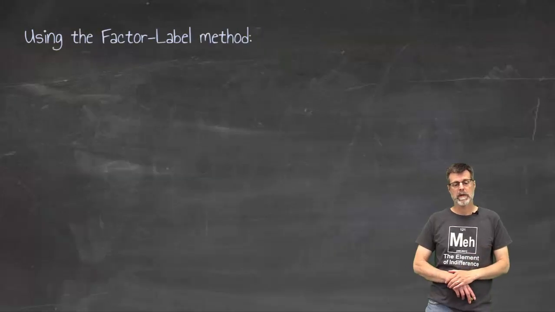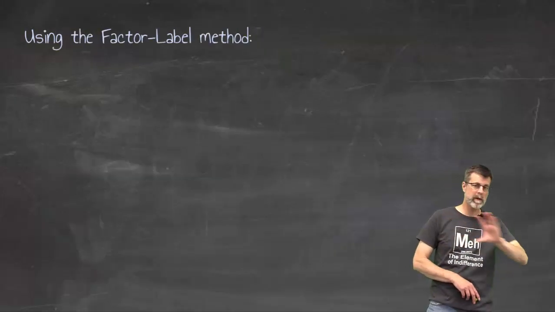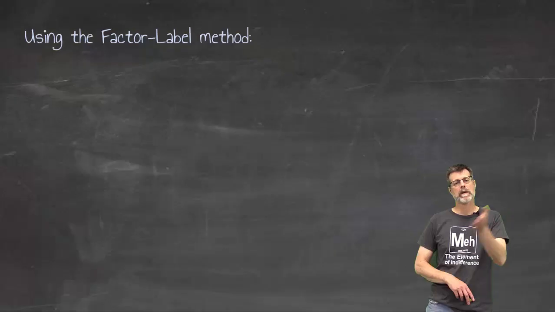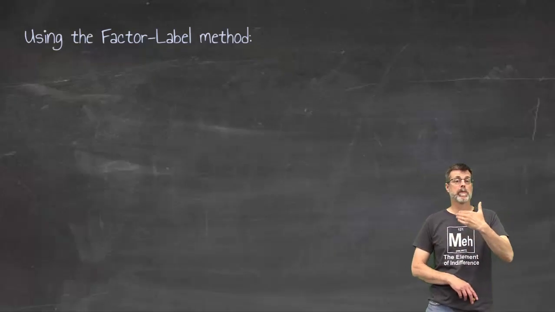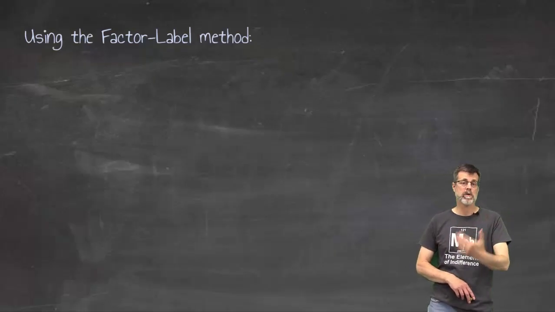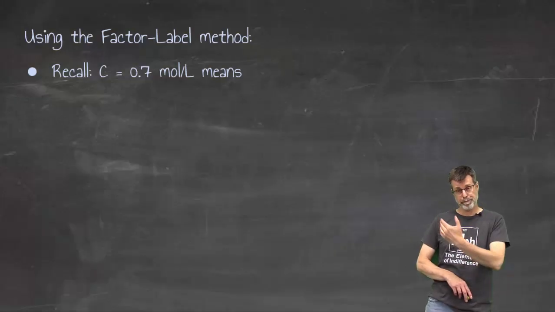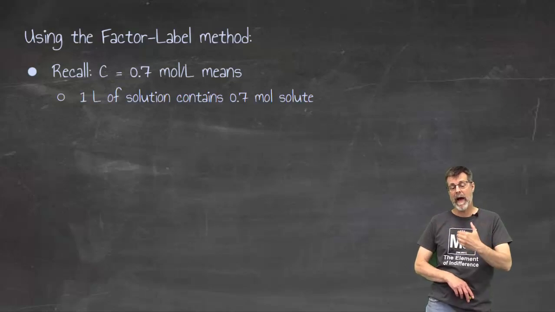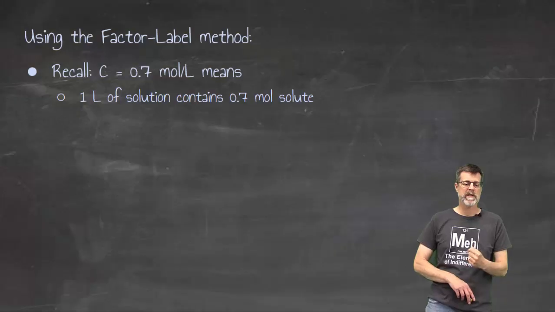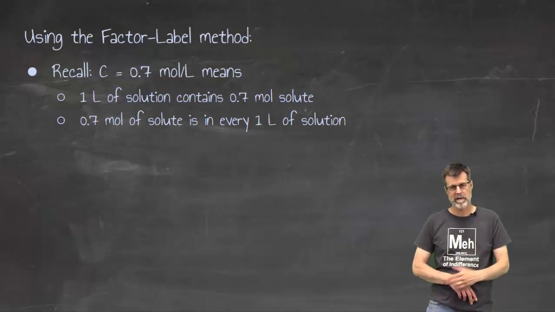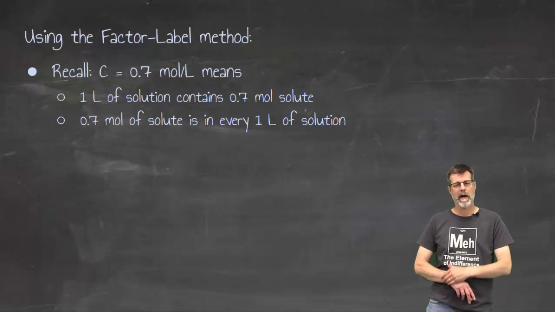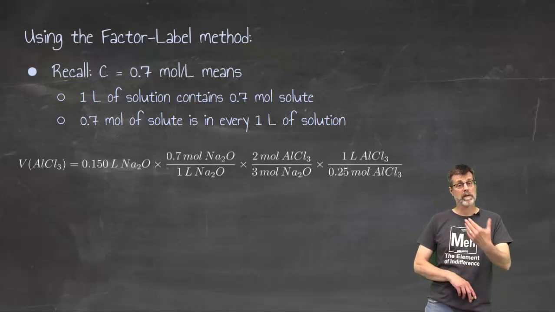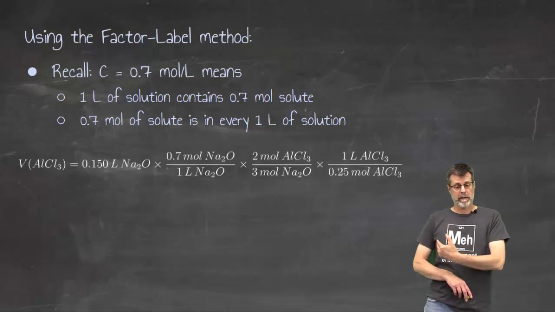Doesn't matter. Okay, I really like the factor label method, partly because it puts it all in one space, partly because I can analyze the units, and I'm going to be much more deliberate about paying attention to the units. And it would look like what's coming up, but again, I'm going to use that same thing where 0.7 moles per liter means that 1 liter of solution would contain 0.7 moles of that material, found in 1 full liter of that solution. Okay, so in this case, it would look like that.